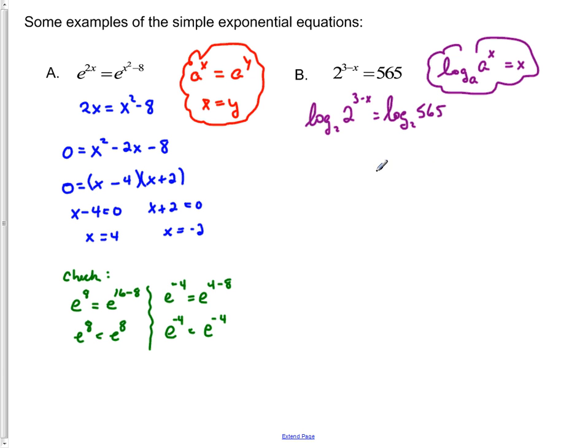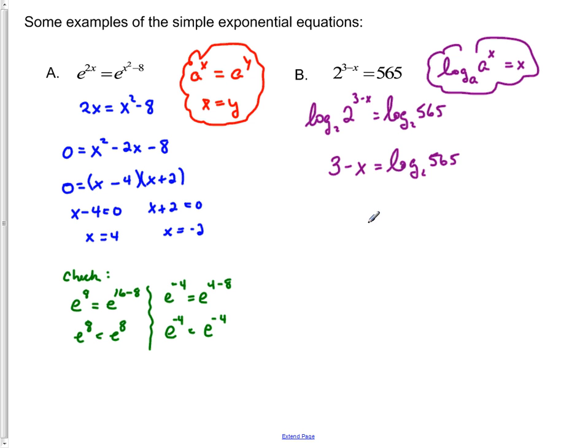Now, in the first case, over here on the left-hand side, this is our property, the logarithm base a of a to the x. In this case, it's the logarithm base 2 of 2 to the whatever the exponent is. So the logarithm base 2 and the base 2 with the exponent undo each other and leave us with 3 minus x as being the number that is equal to the logarithm base 2 of 565.